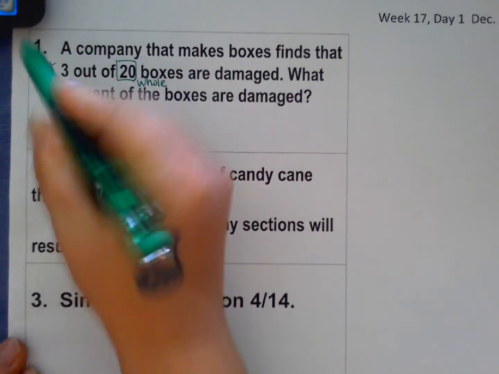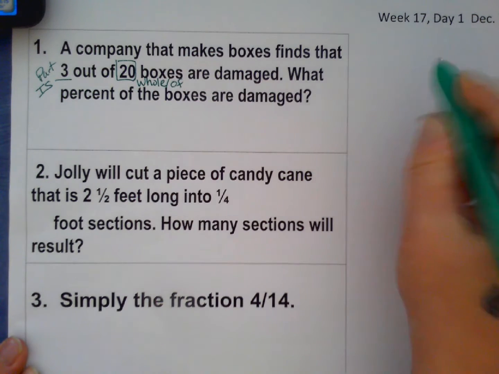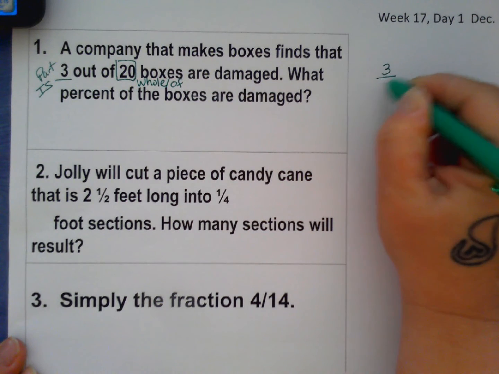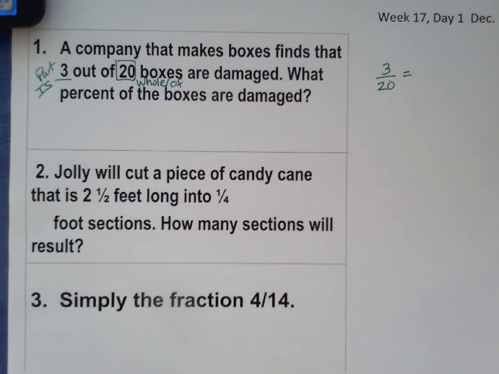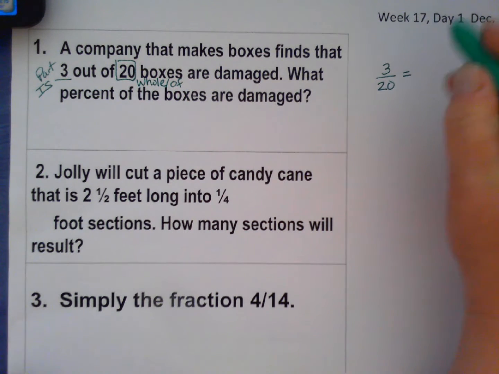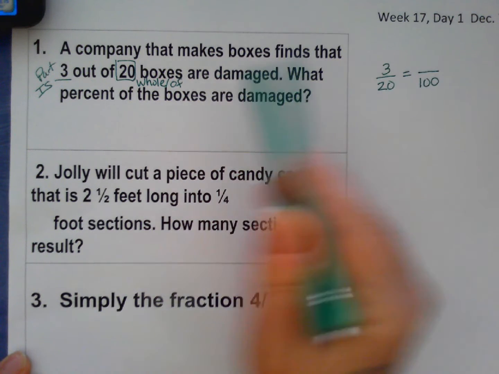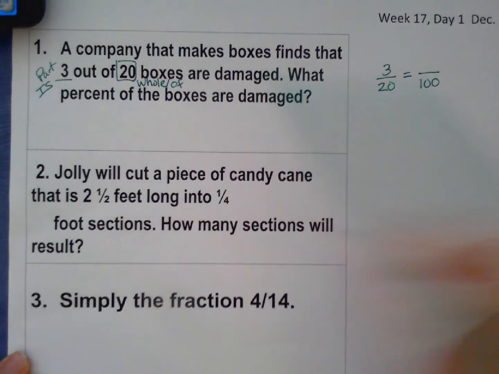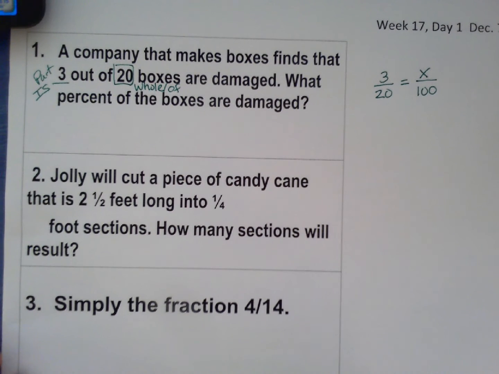So that's is of. So 3 over 20 equals, and then remember the other side of our percent proportion is percent over 100. And it's asking us what percent. So that means that's where our variable goes. Okay? So now I have my percent proportion, and I remember I cross multiply. That's the easiest way to do this.